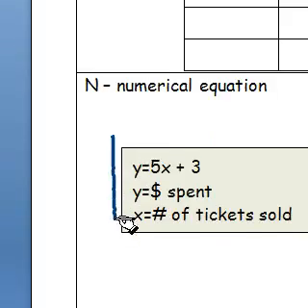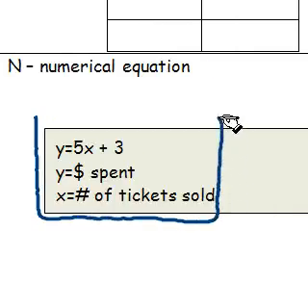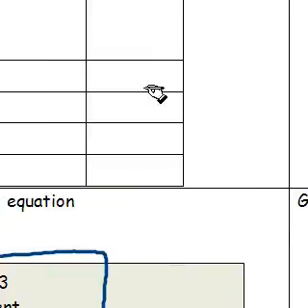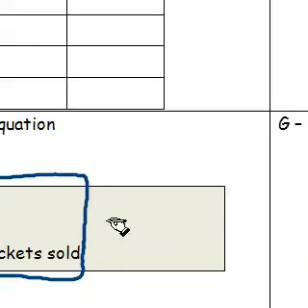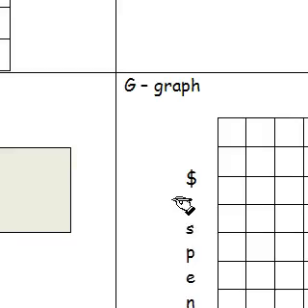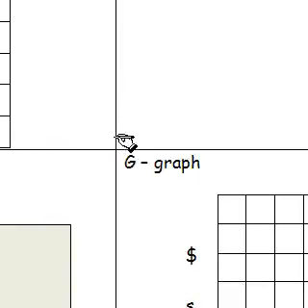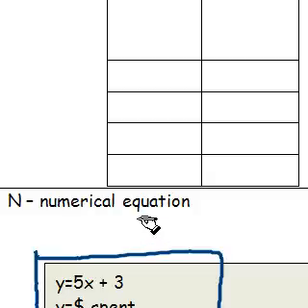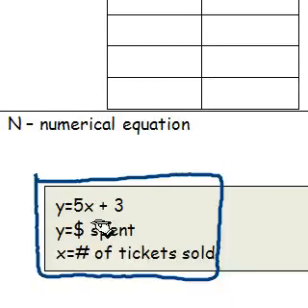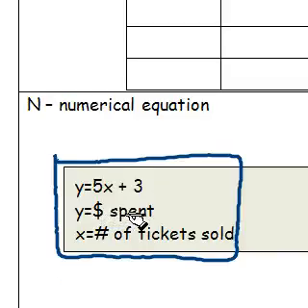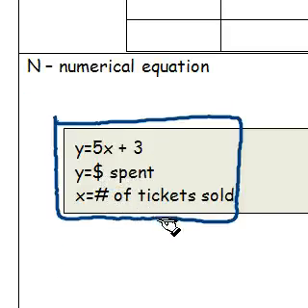You need to be able to give me, provided I give you one of these boxes, whether it's the tabular, the analytical, the numerical, or the graphical, you, as a student endeavoring to master Algebra 1, need to be able to give me what the other three boxes are. So in this review, you were given the numerical equation: Y equals 5x plus 3. Y is the dollars spent. X is the number of tickets sold.